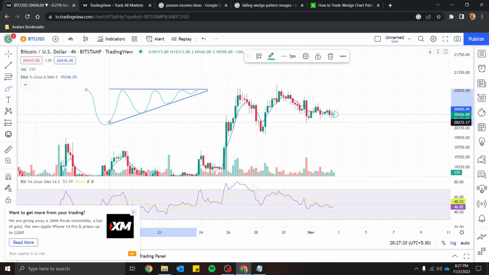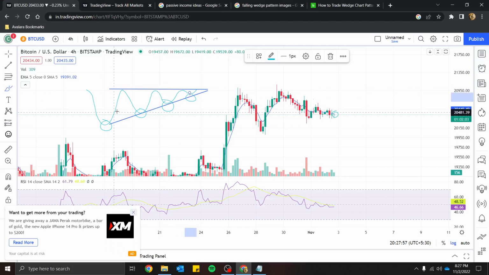Suppose X amount of buyers entered here, again some amount of buyers entered here, again here, and again here. As you can see, this is the constant upper level. Some buyers entered here and they took the price up to the level of 20,996. Again sellers made the price fall down, again buyers entered and took the price back to 20,996, again this much.